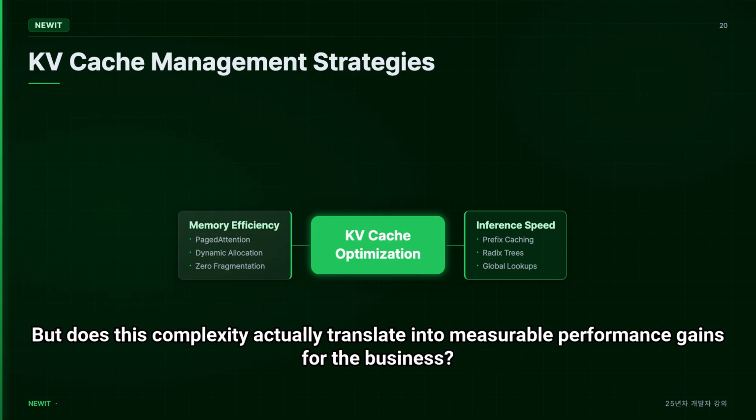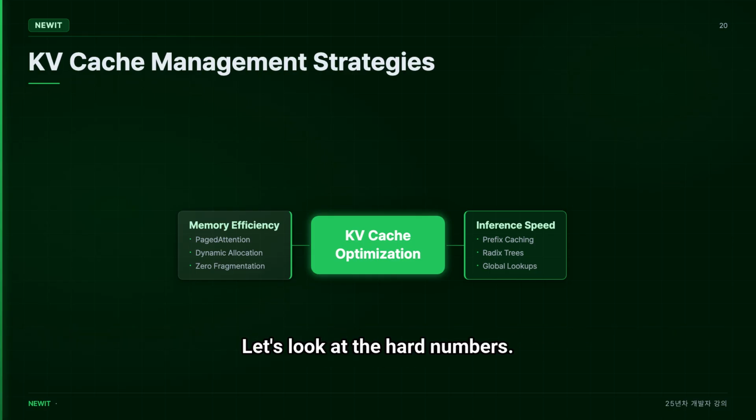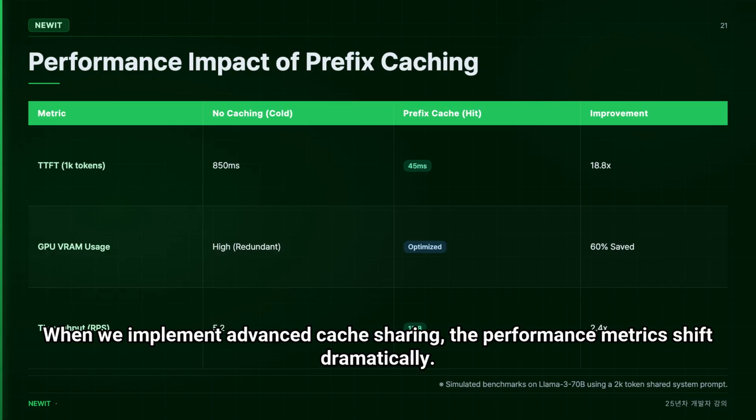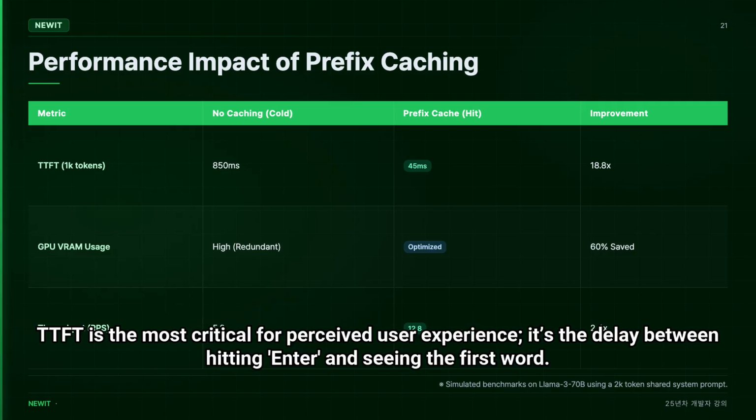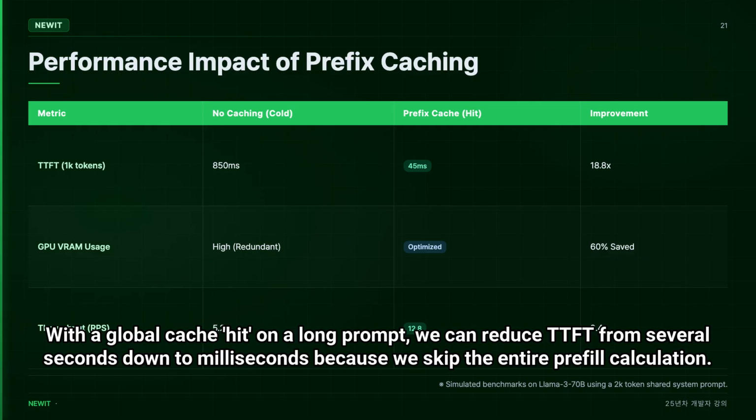But does this complexity actually translate into measurable performance gains for the business? Let's look at the hard numbers. When we implement advanced cache sharing, the performance metrics shift dramatically. We track two primary KPIs: time to first token, TTFT, and time per output token, TPOT. TTFT is the most critical for perceived user experience. It's the delay between hitting enter and seeing the first word.